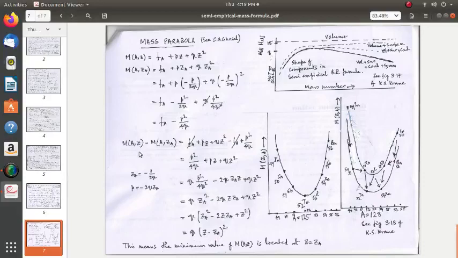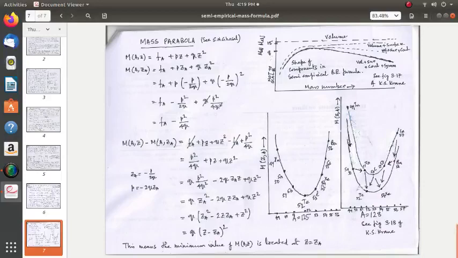So this difference is minimum when Z equals Z_A. So this proves that there is no difference when Z equals Z_A. So that is really the minimum point of mass in this isobaric multiplet.